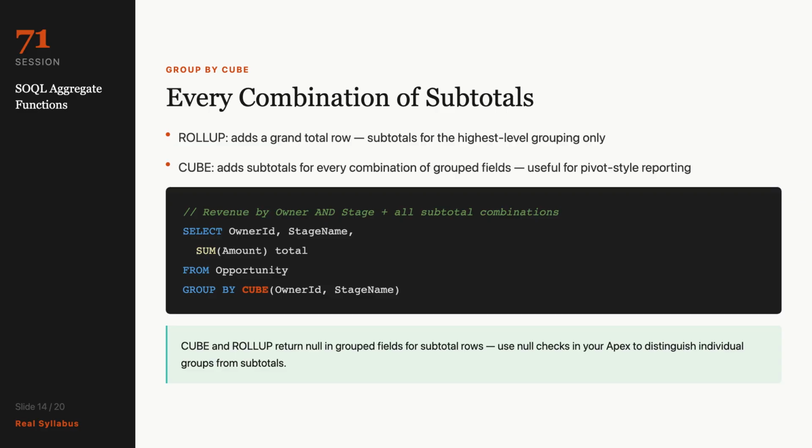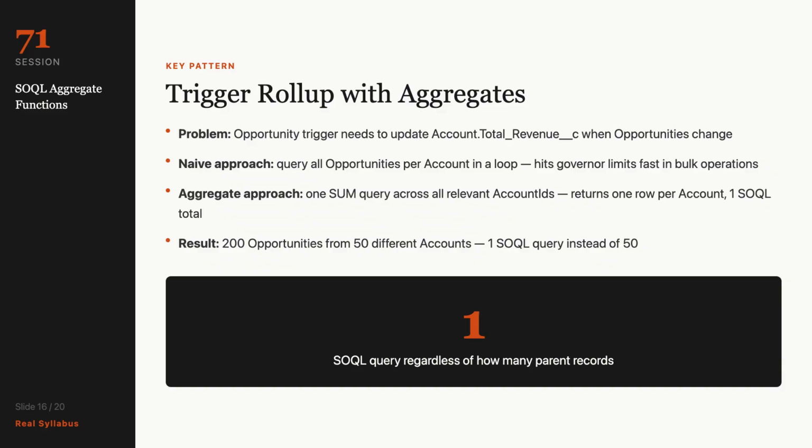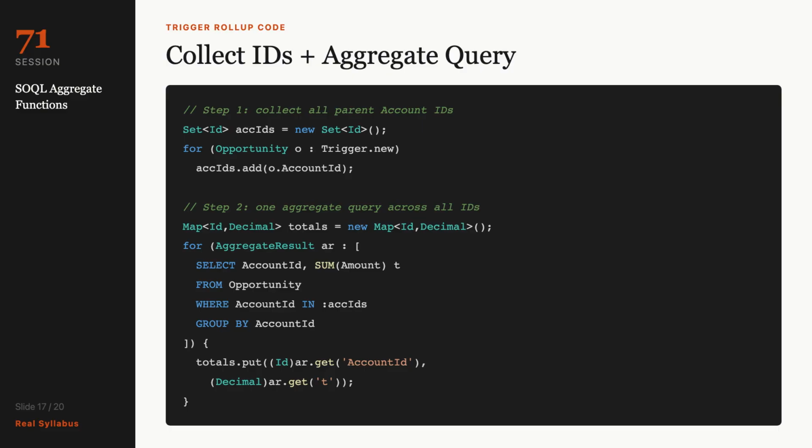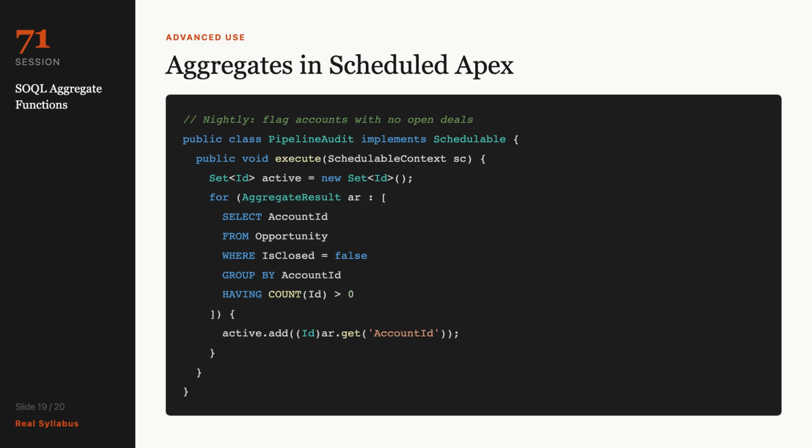Count with no argument, used without group by, returns a single integer directly in Apex. No aggregate result needed, no get call. You assign it directly to an integer variable. This is the simplest form of an aggregate query, one number, one query. The moment you add group by, you must switch to count of ID, and the query returns aggregate result. All other aggregate queries, anything with a function, group by, or having, return list of aggregate result.